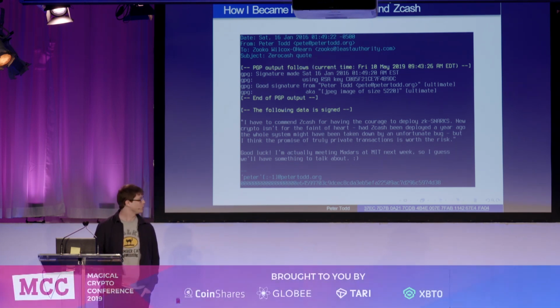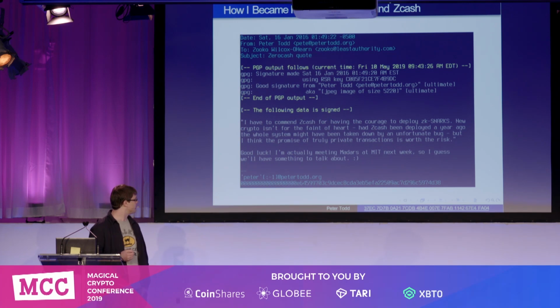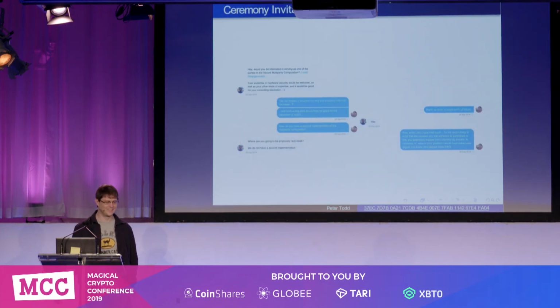Had Zcash been deployed a year ago, the whole system might have been taken down by an unfortunate bug. What that refers to is an inflation bug their initial implementation had. They were really lucky to have caught it about a month prior, but they did, and at least that time around things worked. As we know, they had another one more recently, which again could have taken the system down, but I'm not really surprised they didn't decide to use that quote.